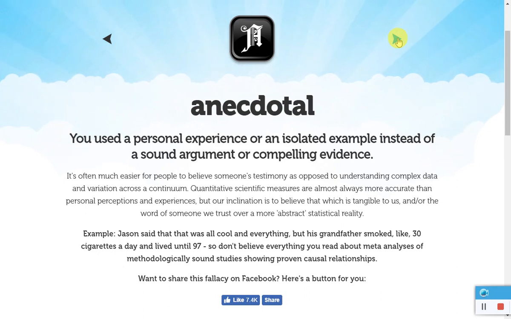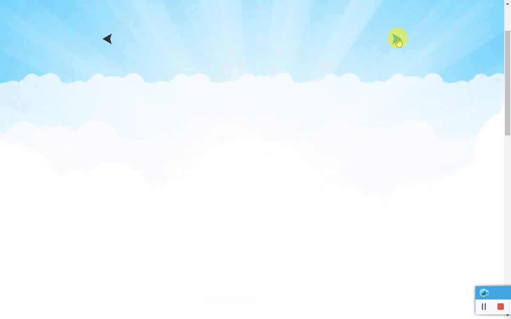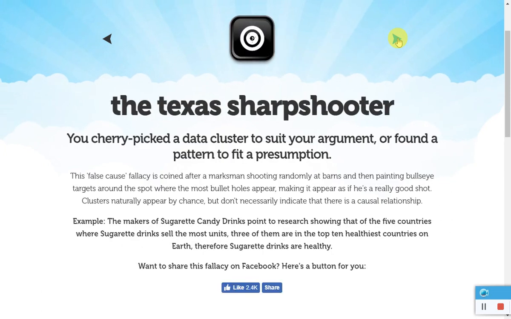Example: Jason said that was all cool and everything, but his grandfather smoked, like, 30 cigarettes a day, and lived until 97. So don't believe everything you read about meta-analysis of methodologically sound studies showing proven causal relationships. 23. The Texas sharpshooter. You cherry-picked a data cluster to suit your argument, or found a pattern to fit a presumption.